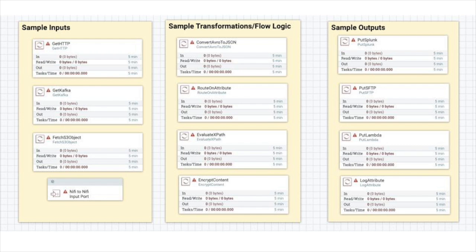Here is a very small sample of a few different processors available to us in Nifi. I personally like to group them like this: inputs, outputs, and the transformations and flow logic that goes in between. These inputs and outputs range from local files, to cloud services, to databases, and everything in between.